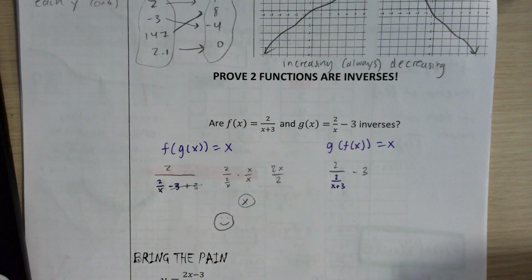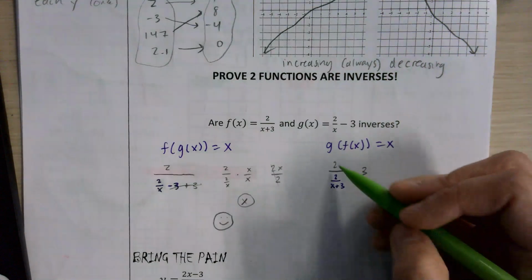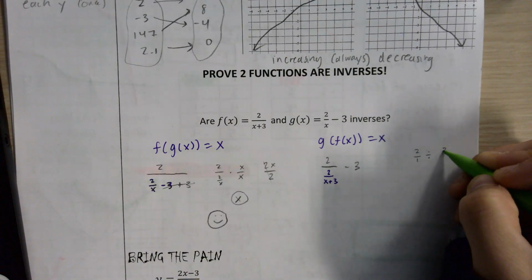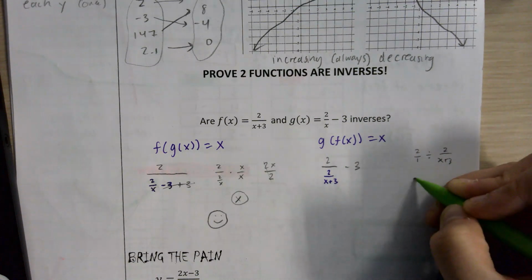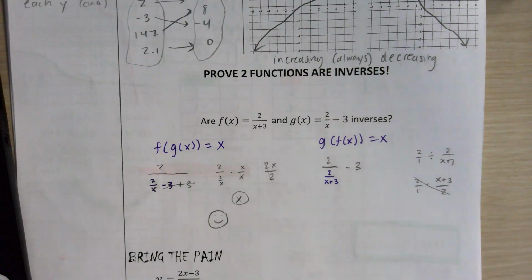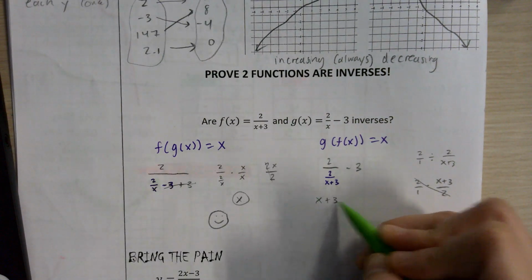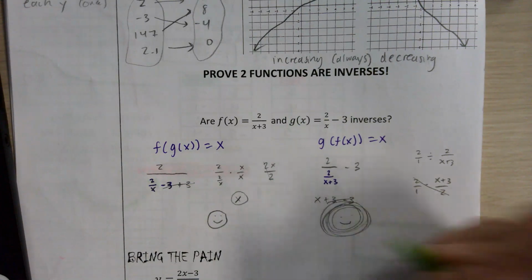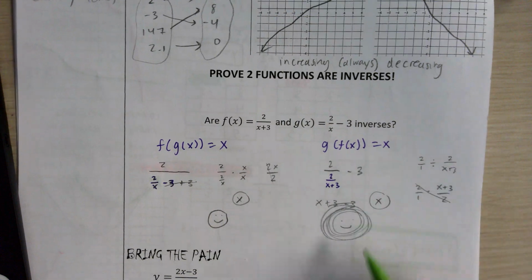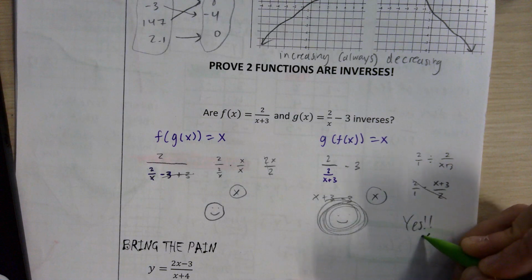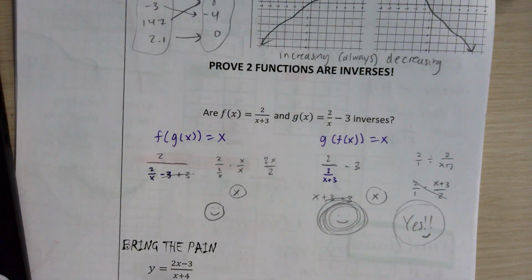Let's write, this is dividing fractions. So 2 over 1 divided by 2 over x plus 3 is the same thing as 2 over 1 times x plus 3 over 2. So that cancels. So we're just left with x plus 3 minus 3. That cancels. We're left with just x. So we know that they're inverses. So we can say, yes, they're inverses. Because when we plug each one into the other one, it gives us x.